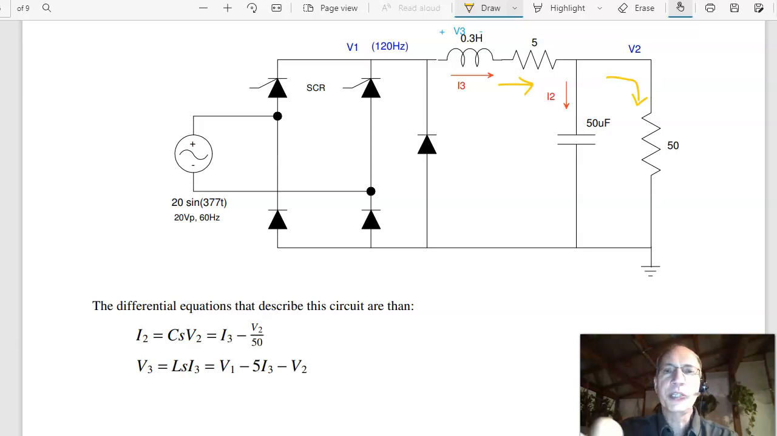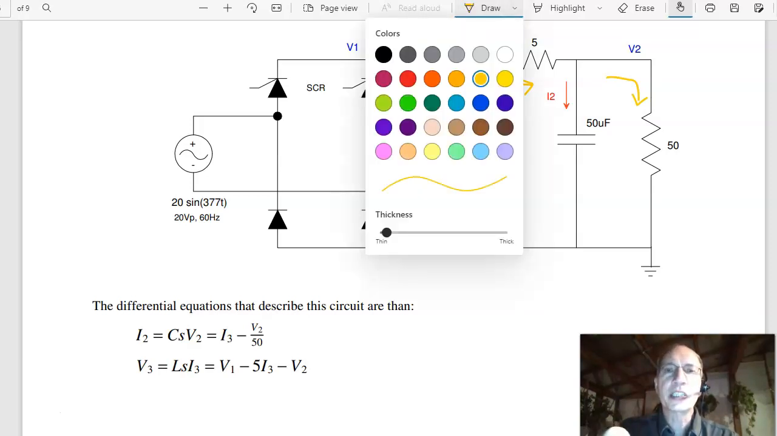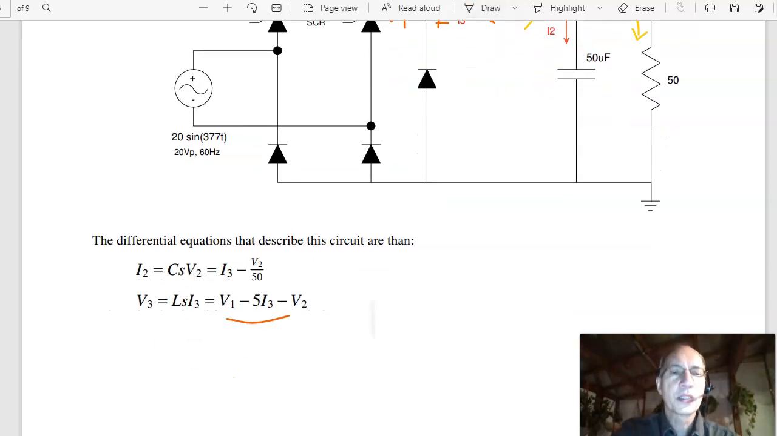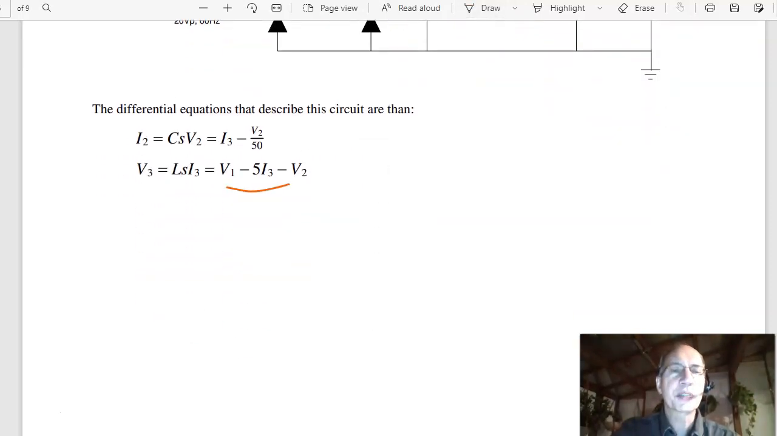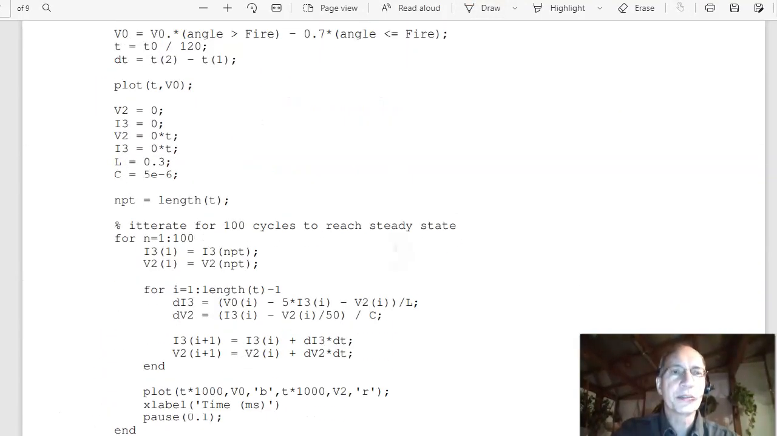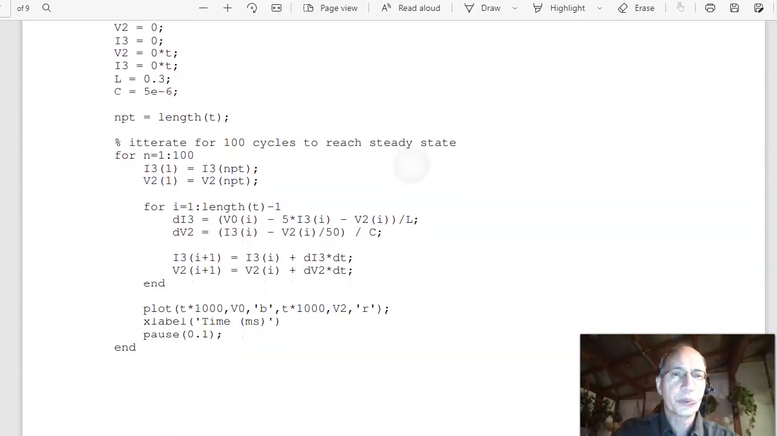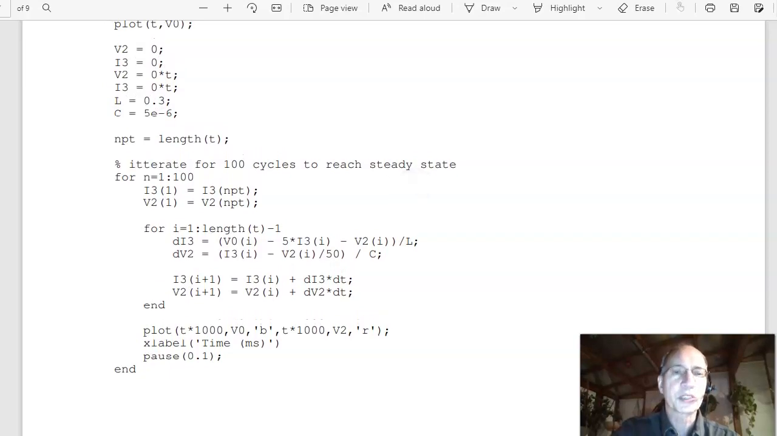The voltage V3, let's do that in orange. The voltage V3 right here is the voltage on the left, which is V1. The voltage over here is V2 plus I times R, plus 5 times I3. So I now have my differential equations that describe the circuit. Plugging in C and L gives you this equation.